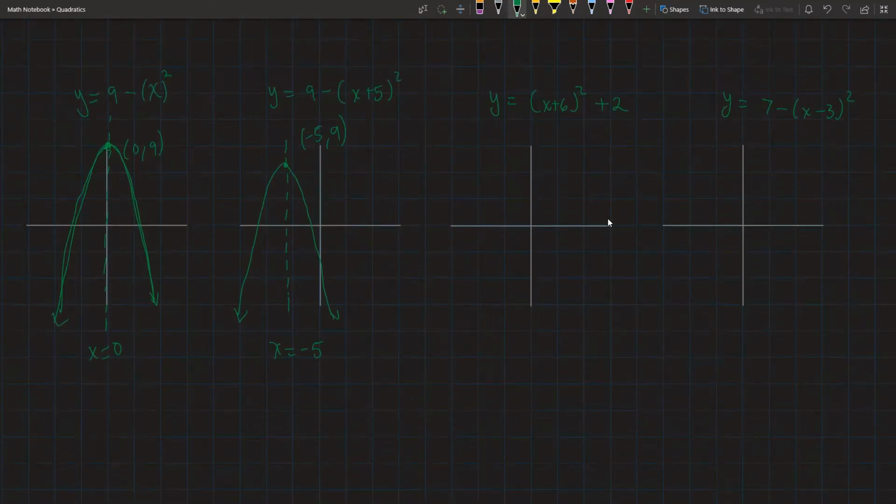All right, here we go. I always like to start with the x coordinate. Where's our line of symmetry? When this part is equal to 0. That is when x is -6. When x is -6, we have a y value of 2.